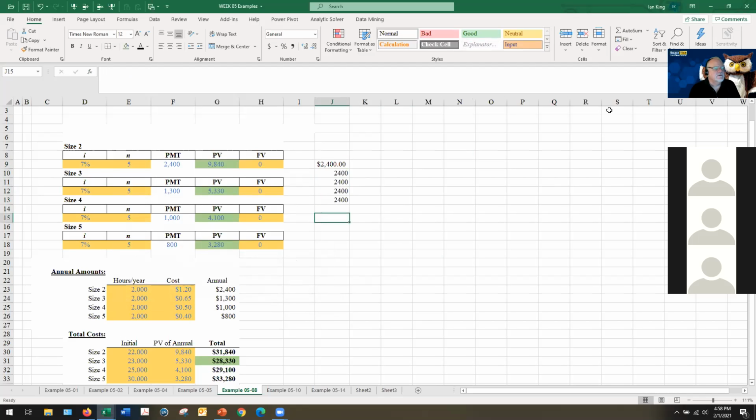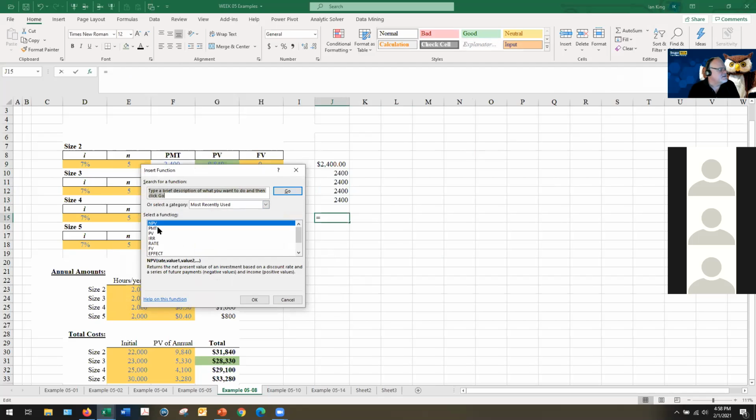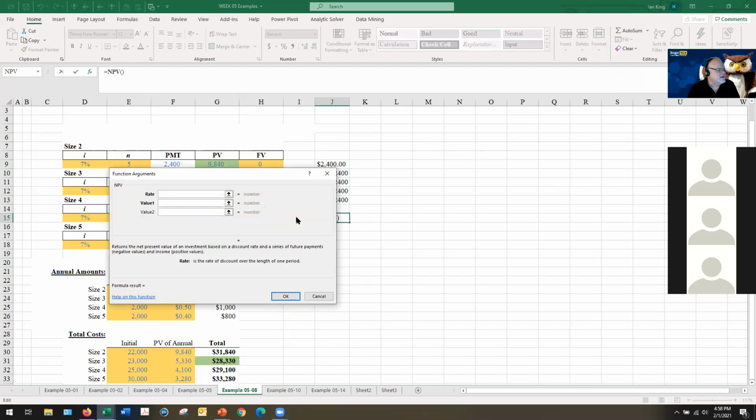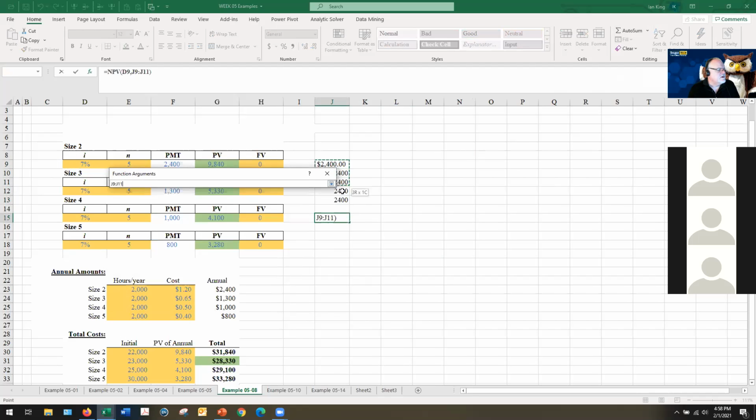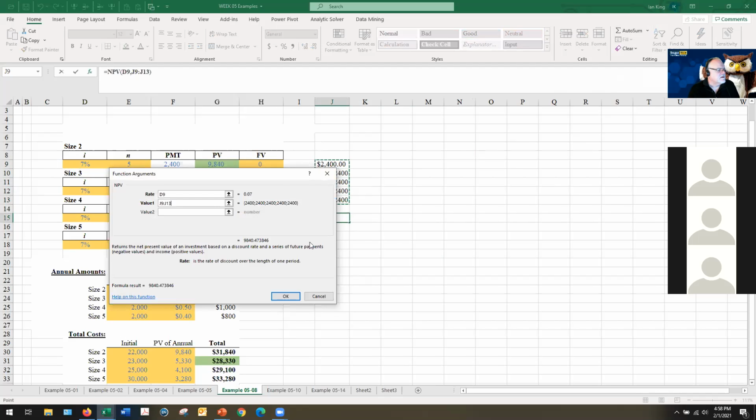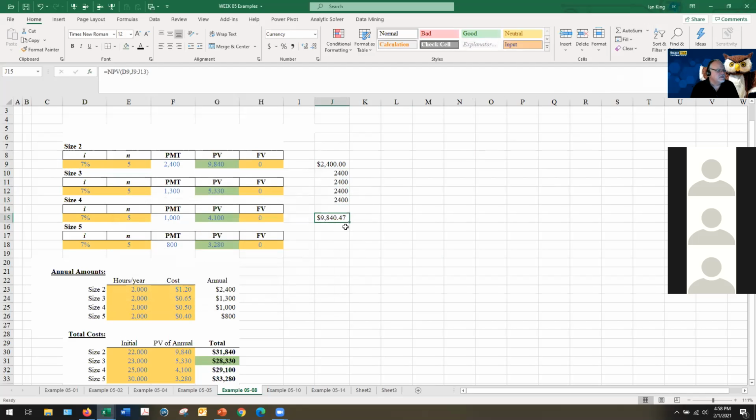Now then, I'm going to do net present value. Oh, I did it in the same square I'm talking about. I'm going to show you a trick. Why you should love the net present value function. Another way to do this is say rate, 7%. The values are $2,400 a year for 5 years, which equals $9,840. Same as that.